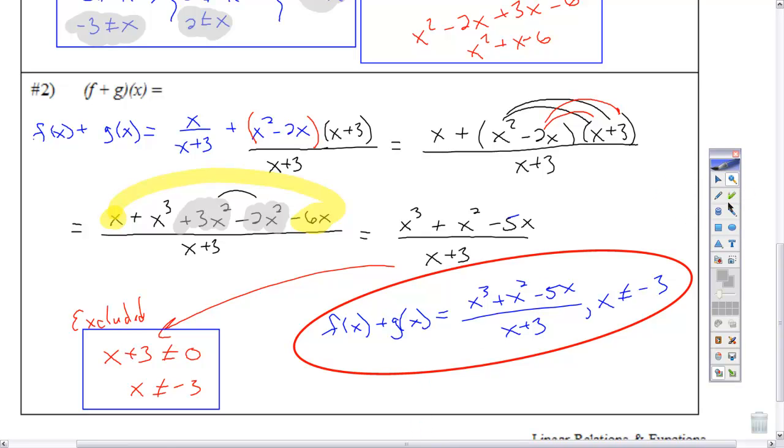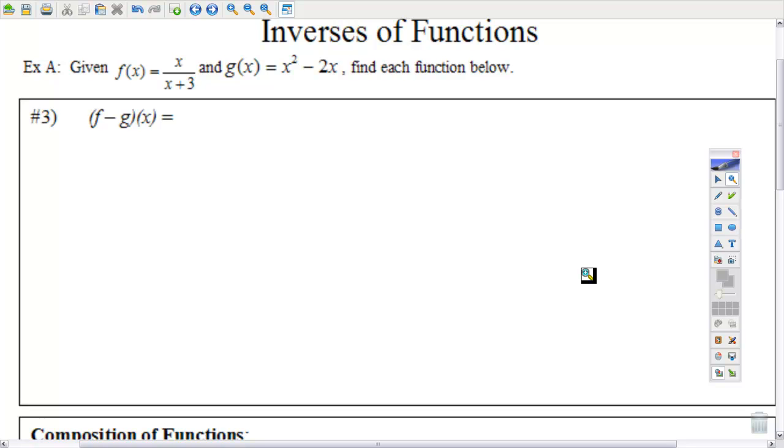On the flip side, just figure out what f minus g of x is. This is a little more complicated. The work's pretty much the same, but there's just one thing you've got to keep in mind. f minus g of x is f of x minus g of x. f of x is x over x plus 3. g of x is x squared minus 2x. So important for these parentheses here. You will get the wrong answer if you don't use parentheses.